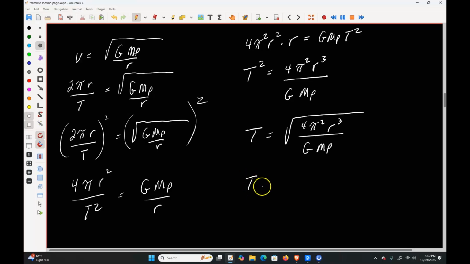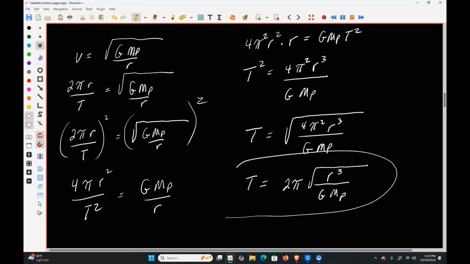And I'm going to add one more thing. Let's take the 4 pi squared out. So that would be 2 pi times the square root of r to the third over G m_p. So this is the period, measured in seconds, for the satellite to make one complete trip around the planet. That gives us our two formulas for velocity and one for the period.